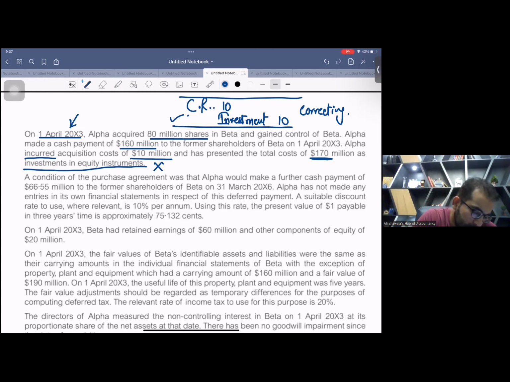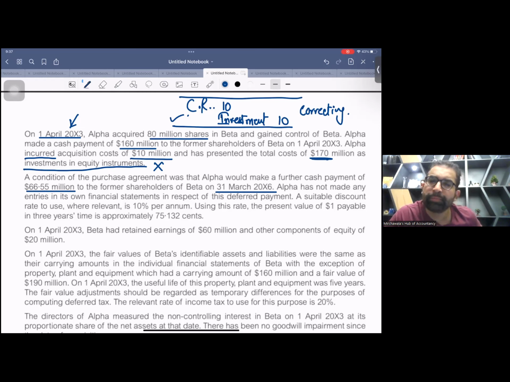A condition of the purchase agreement was that Alpha would make a further cash payment of 66.5 million to the former shareholders of Beta on 31st March X6. Now, please apply brakes. All of you, please open your ears, open your eyes. The takeover date is 1st April X3, and we just promised them to pay this on 31st March X6. That means 3 years.